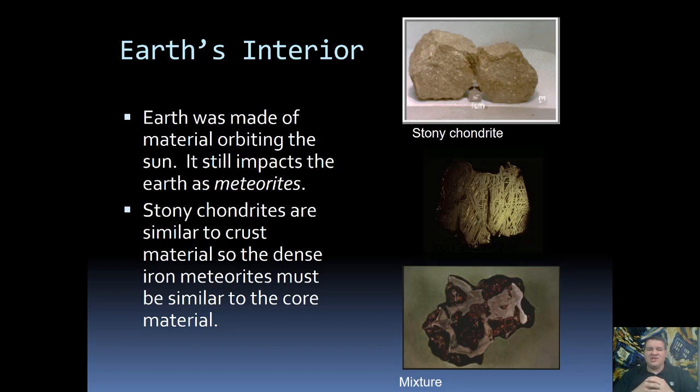As we look at different types of meteorites, we find that there are some meteorites referred to as stony, which are made of rock. There are some that are made of metal, referred to often as iron meteorites because it's predominantly iron, and then we find some that are a mixture of both stone and iron. That indicates to us that the Earth is probably made up of rock and metal.